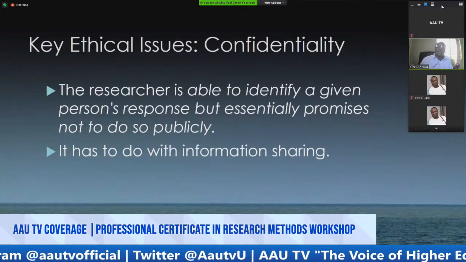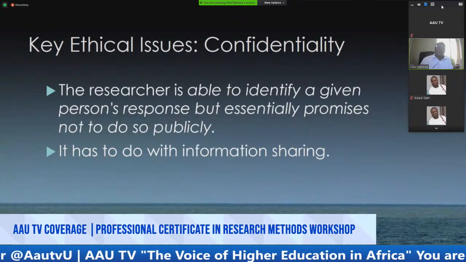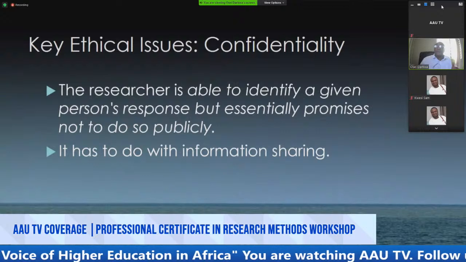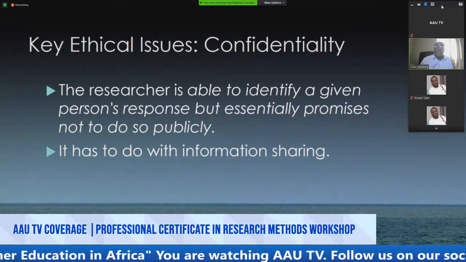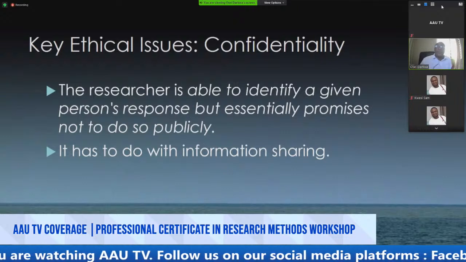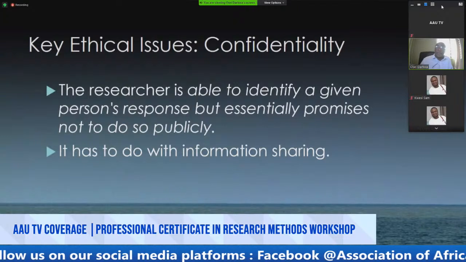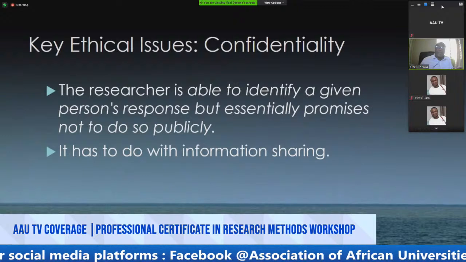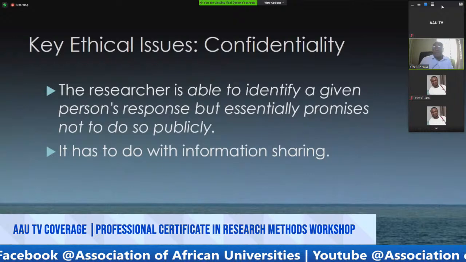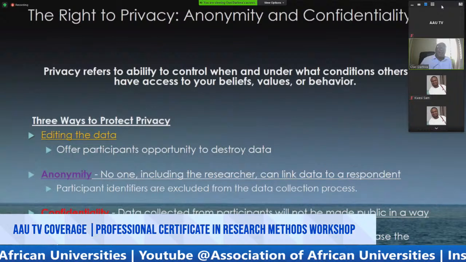Confidentiality deals with information sharing. I know A said this, but I promise I'm not going to share that information with anybody. That is confidentiality. Anonymity means you cannot link a given response to a given respondent. So there are two different issues. Always remember the difference between anonymity and confidentiality. So that's the third ethical issue to be addressed. These are just additional explanations.